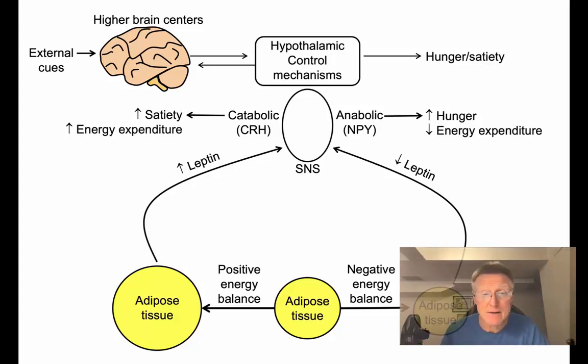Let's start with the energy balance condition in the center, and let's go first with the positive energy balance. What happens when we gain weight? If you eat lots of food and there is a surplus of energy, your adipose tissue expands, so it becomes bigger. So it goes from the center to the left in this diagram. That's the positive energy balance situation.